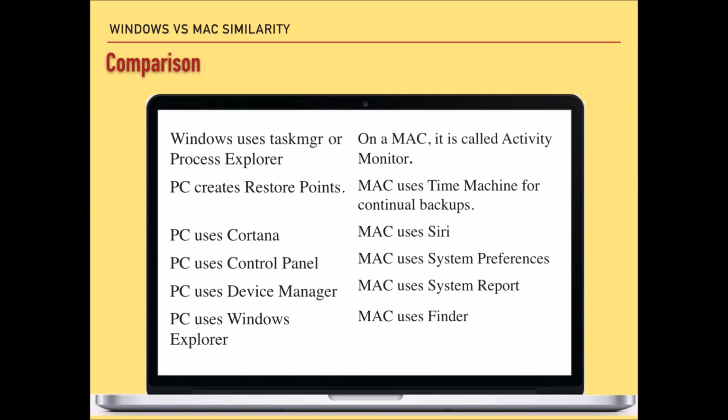The PC uses a device manager. You're probably familiar with that if you've got the PC. And on a Mac, they use a thing called System Report. And System Report can be found by going to the upper left of your screen and clicking on the Apple icon. And you'll find the System Report in there. On a PC, in Windows, you use Windows Explorer to navigate to your files, whereas on the Mac, we use an application called Finder. And we've talked about that a little bit already.